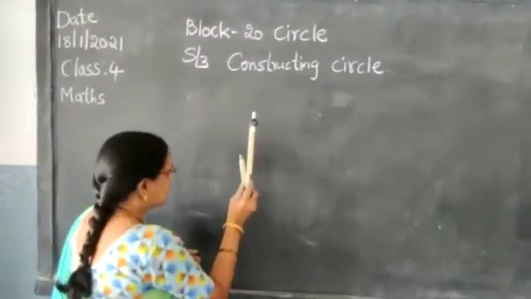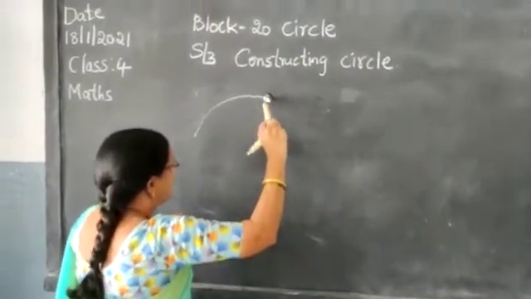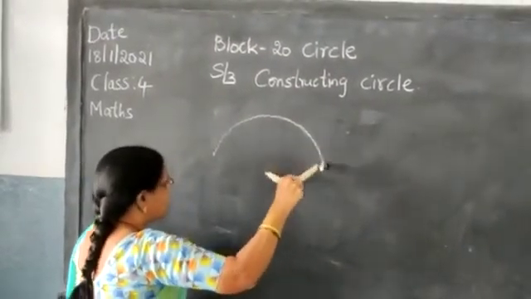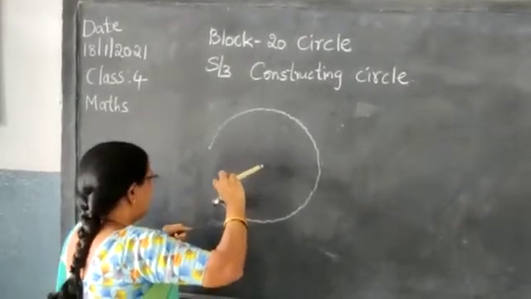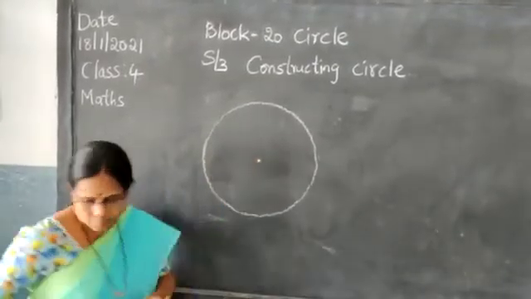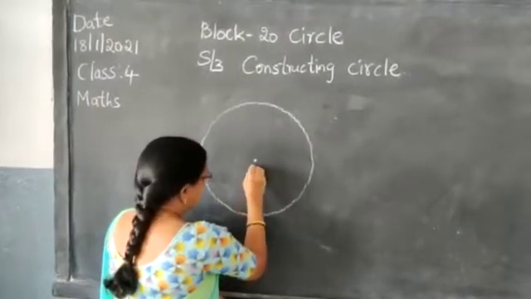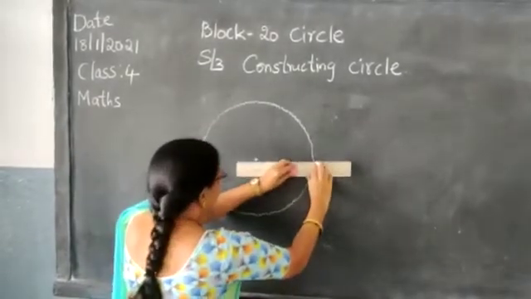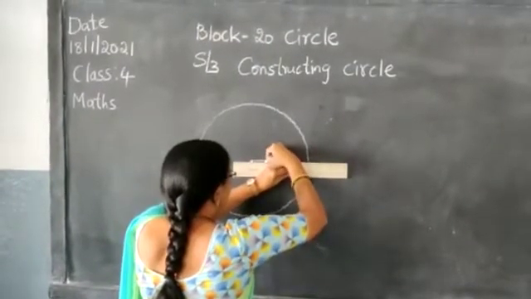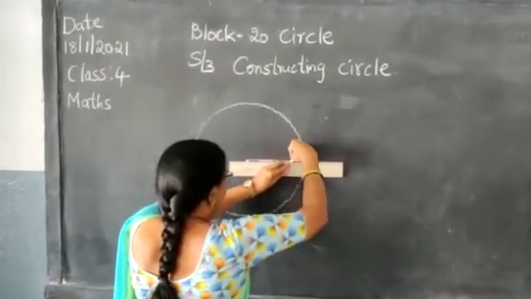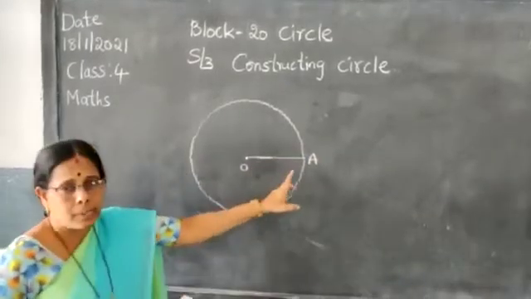Now, once again I am drawing the circle here. This is the center of the circle, O. Drawing the radius here. What is radius, children? The line segment drawn from the center of the circle to the edge of the circle is called radius.